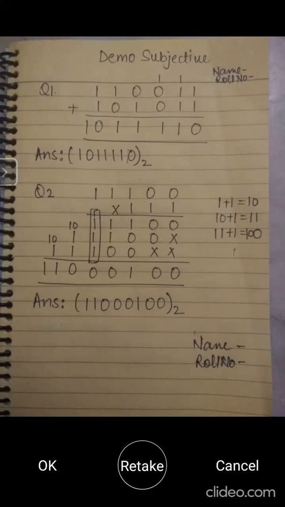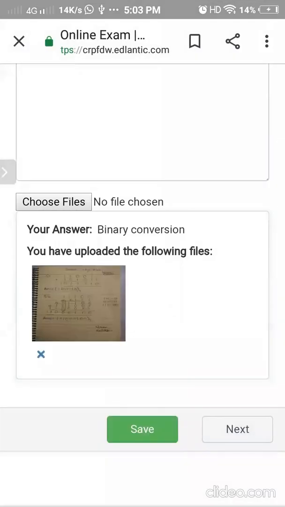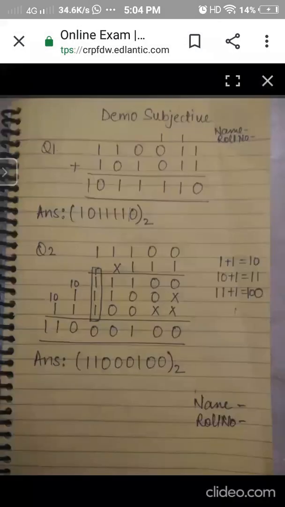And second thing is, in every image which you are uploading, you have to write your name and roll number both before uploading. Now this picture is clear enough and everything is visible. So I am going to click on OK button. And as you can see, it is showing you have uploaded the following files, and you should check the files after uploading. So this is the picture which I have uploaded, and it is clear enough and the content is readable also.